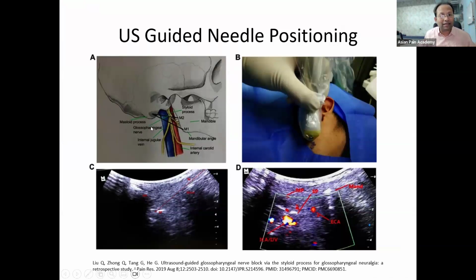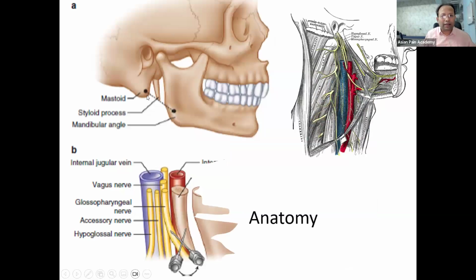So first, as I told you, there are two lines, M1 and M2. Let us first understand what M1 and M2 are. This line from the angle of the mandible to the styloid process is M1. If I make another line just like this, this distance is 1.5 centimeters. So this one will be M2 and this one will be M1. This one is M1, the upper one is M2.